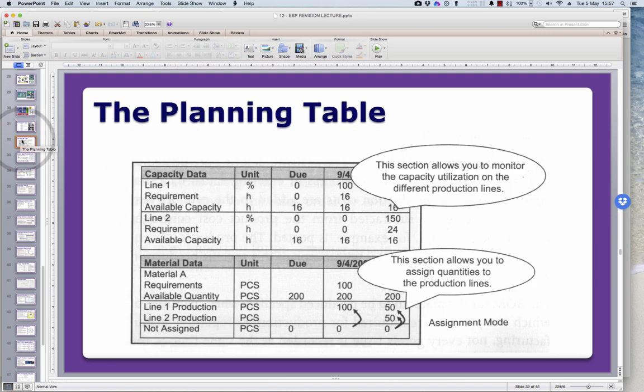Okay, so here's the planning table. What is a planning table? Well, you can see it's got available capacity in it, so units of capacity, and it's got available quantities in terms of material. So it works out the capacity that's available to make things, and it also looks at materials that are available to be used, or to be sold, or to be shipped. So have a look at what the planning table does. It's a key part of ERP.